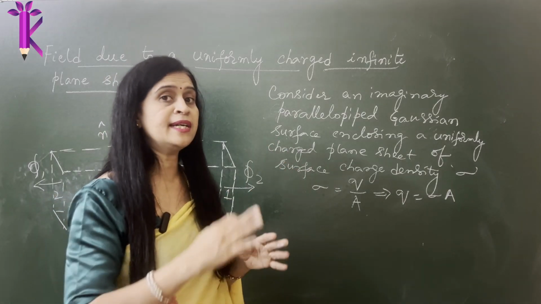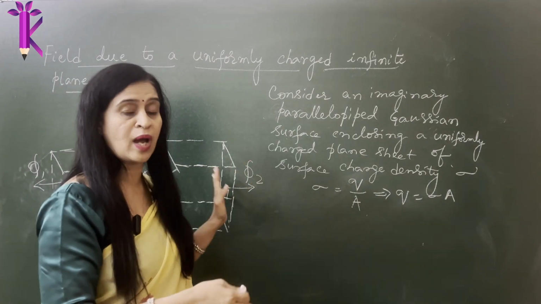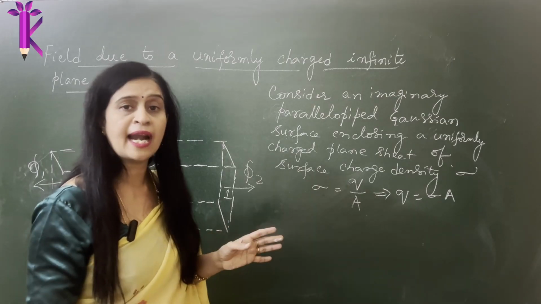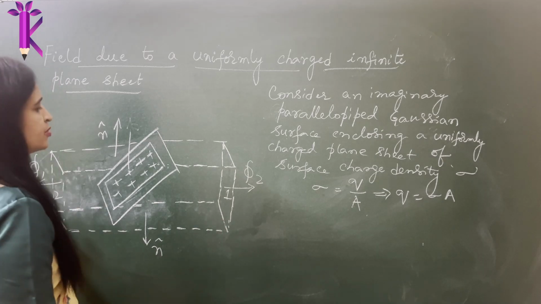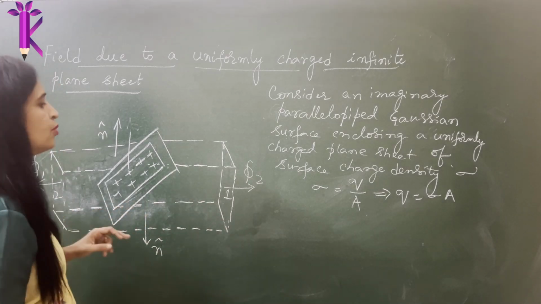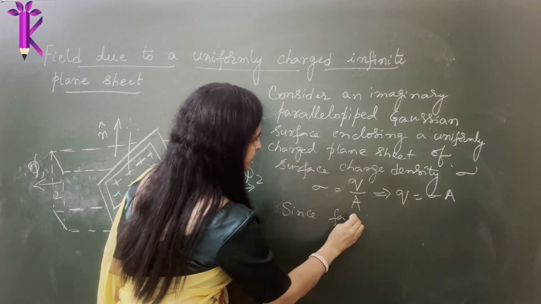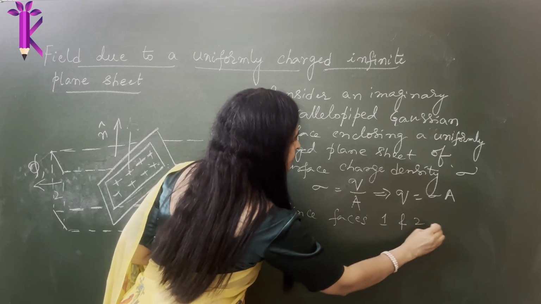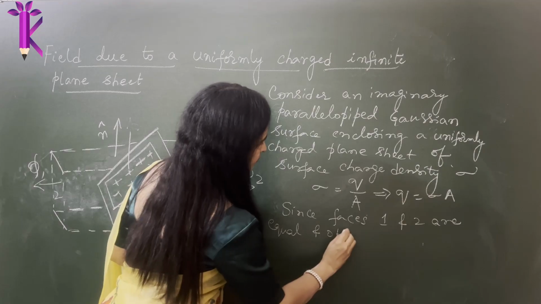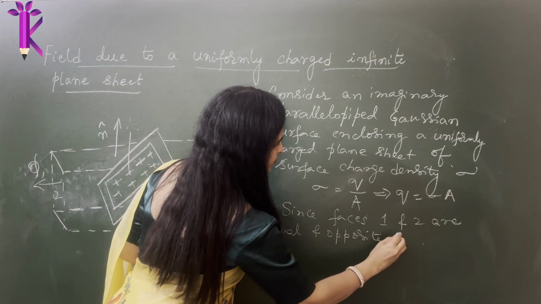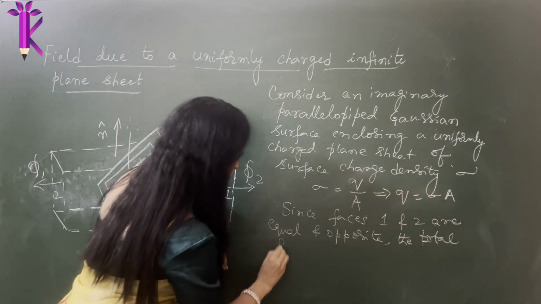So what was the second part we did? We said due to this and this, they are equal and opposite, therefore the flux due to those opposite faces 1 and 2 cancel each other and they do not add up to the total flux, right? So that is the second part here as well. Due to this rectangular end and due to this rectangular end, let's name them 1 and 2. So due to the opposite rectangles, since faces 1 and 2 are equal and opposite, the total flux through them cancels out.